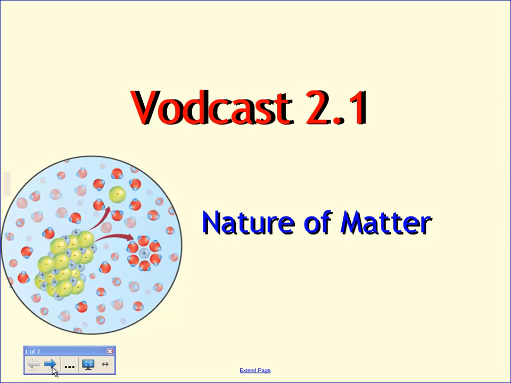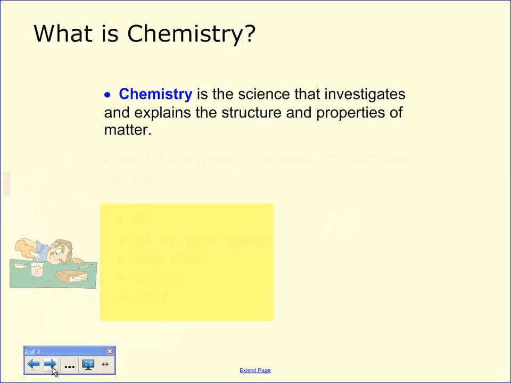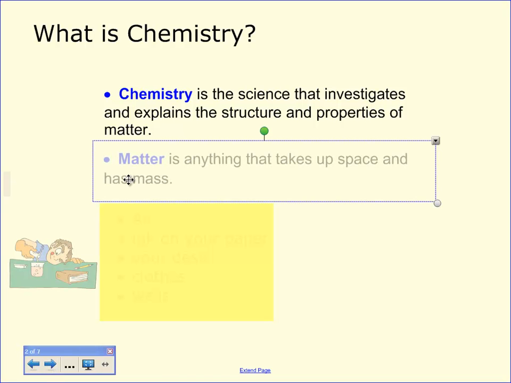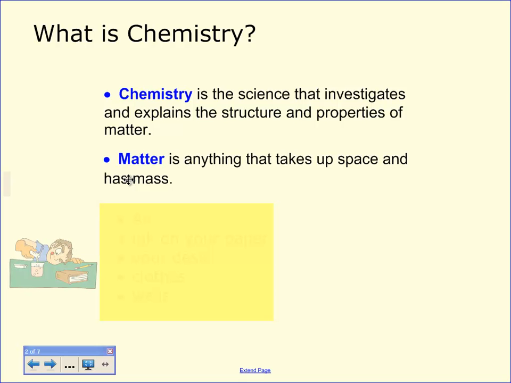We're going to talk a little bit about the nature of matter, and really this is about what the heart of chemistry is about. So we're going to talk a little bit about what chemistry is and what we're going to deal with. So our central question then is, what is chemistry? And chemistry basically is the science where we're going to investigate the structure and properties of matter. So to know that, we have to know what matter is.